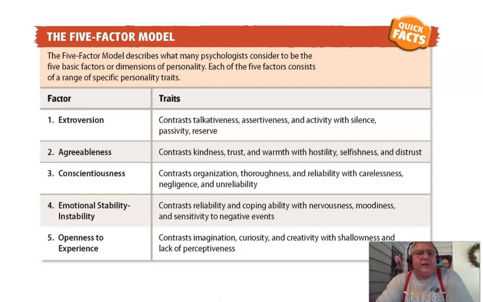Okay, the five-factor model can be remembered. It is considered the most valid of the personality models that we use. It can be easily remembered by using the acronym OCEAN. O stands for openness to experience. C stands for conscientiousness. E stands for extroversion. A stands for agreeableness. And N stands for neuroticism, or emotional stability and instability.